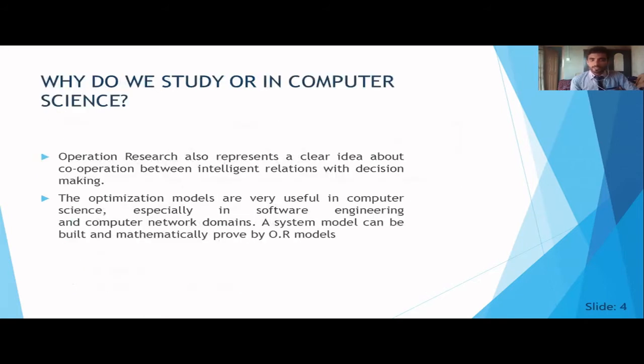Why do we study operation research in computer science? So the answer to this question is that operation research also represents a clear idea about cooperation between intelligent relations with decision making. The optimization models are very useful in computer science, especially in software engineering and computer network domains. A system can be built and mathematically proved by operation research models.